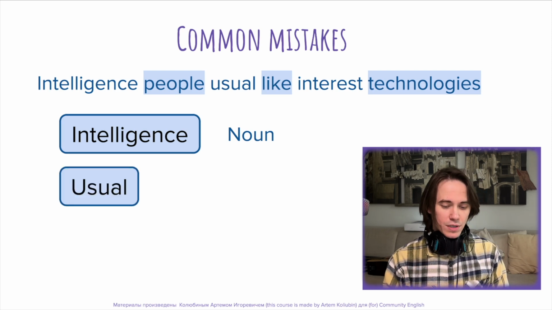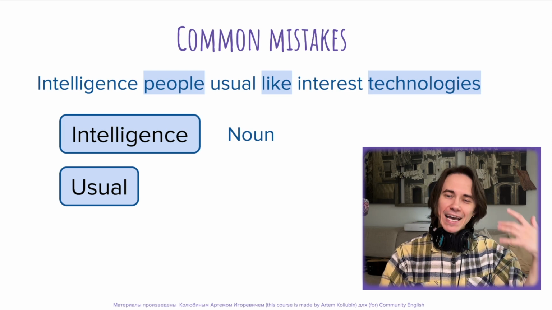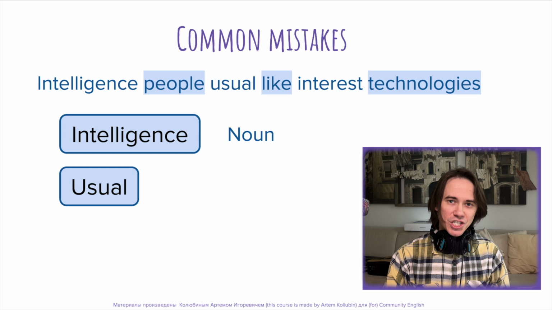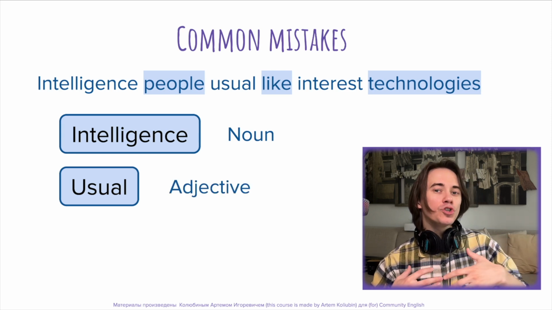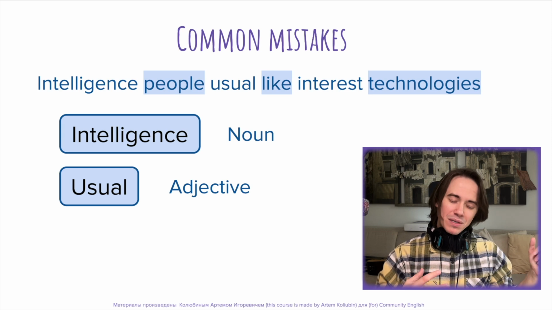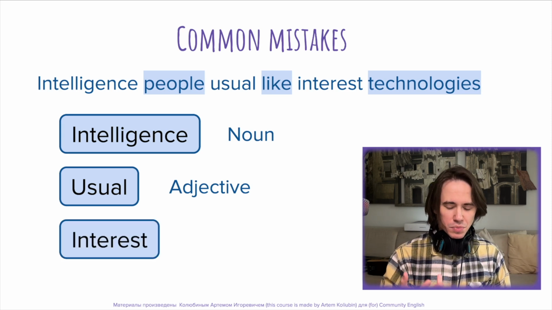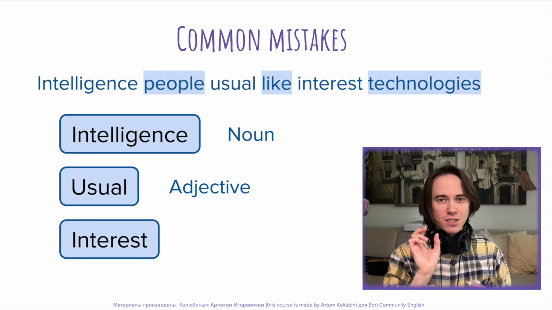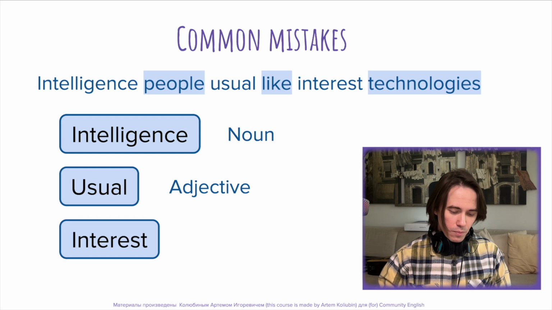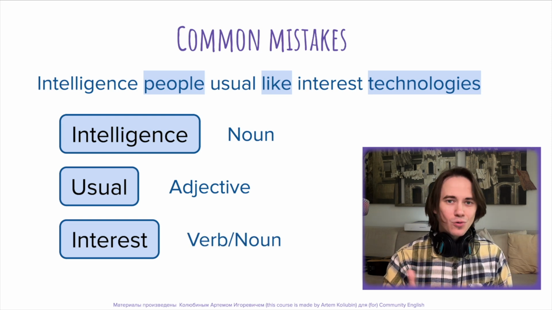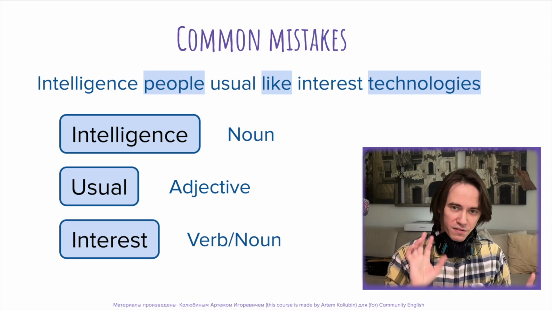Or usual, right? So usual like. So here before verb we should have an adverb, but we have usual, which is adjective. In order to make it adverb, we would have to use ly. So make it usually. So intelligent people usually like. Okay? And interest technologies, it should be an adjective before technologies, because remember, adjective goes before object or subject. So, but here it's a verb or noun, up to you. I mean, it can be verb, interest, or noun, interest, but either way, it couldn't go before the object.